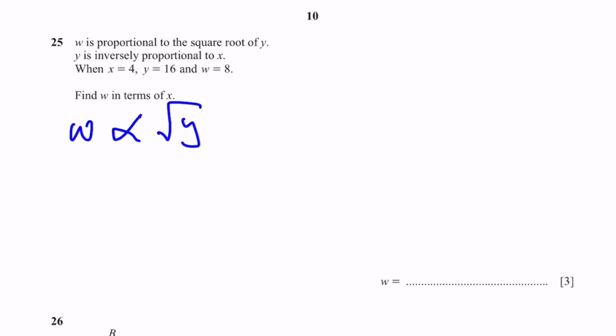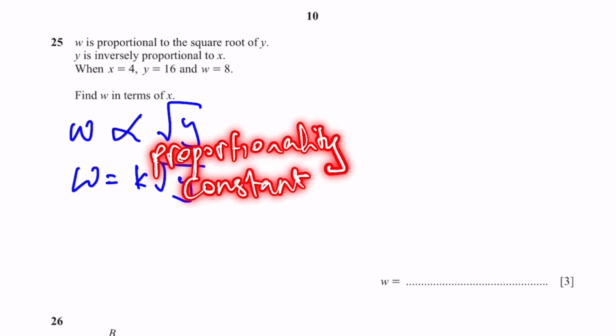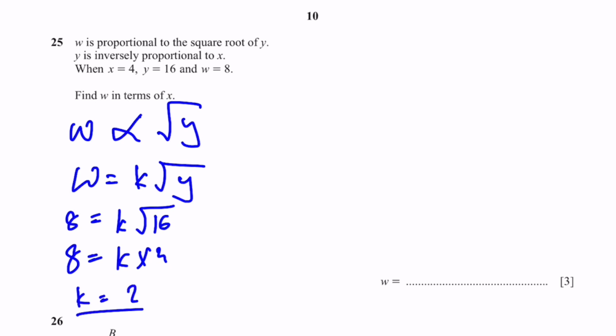Now we can write this as w equals k into the square root of y, where k is called the proportionality constant. This is a number which you multiply by the square root of y to get w. Now we can substitute the values of w and y. So 8 is equal to k into root of 16. 8 is equal to k into 4. That means k is equal to 2. Now we can write this as w equals 2 into the root of y.